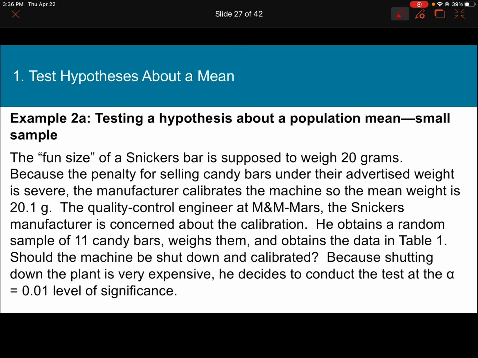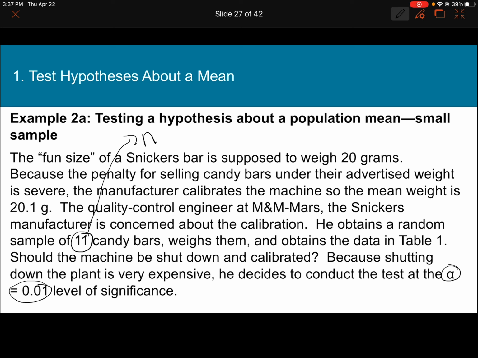So the fun size of a Snickers bar is supposed to weigh 20 grams. The machine, because the penalty is severe, the manufacturer calibrates the machine to weigh a little bit more than that, 20.1 grams. So that's kind of the mean that we're trying to get here. We have a random sample of 11 candy bars. So 11 is our N. We have our alpha of 0.01. And we want to know, should the machine be shut down and calibrated?